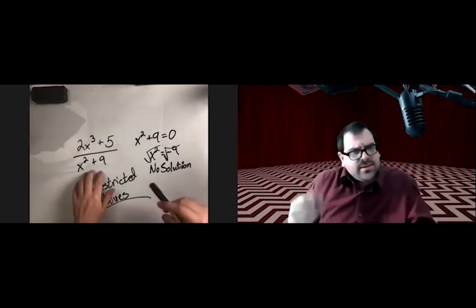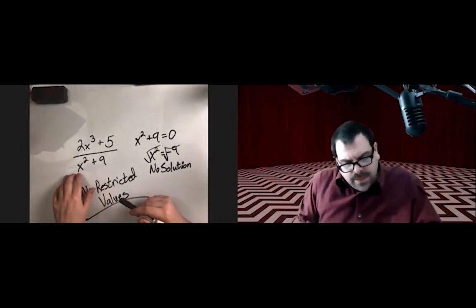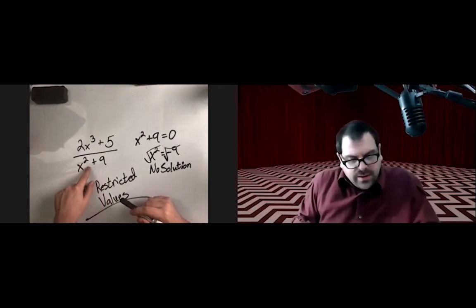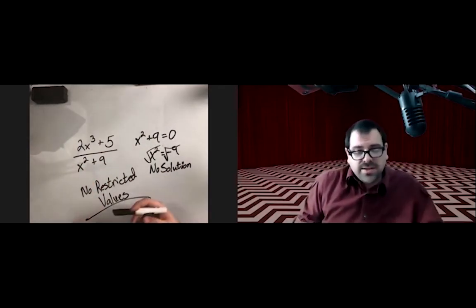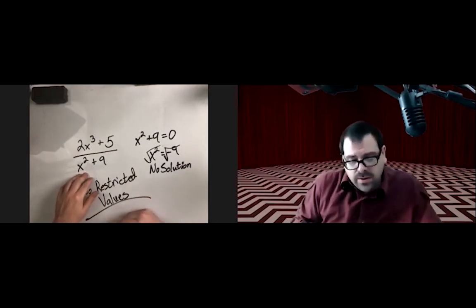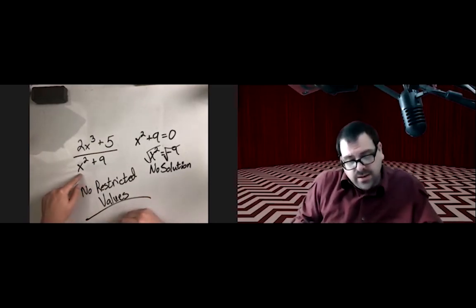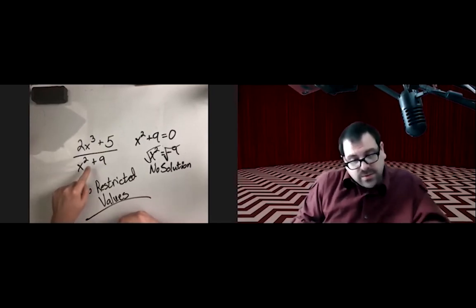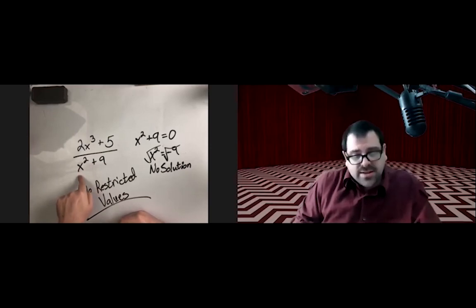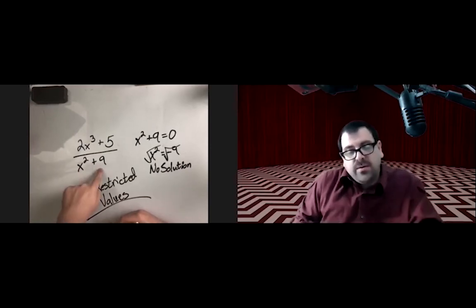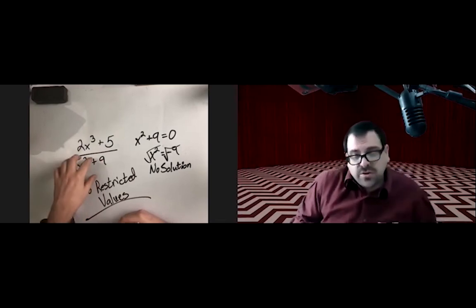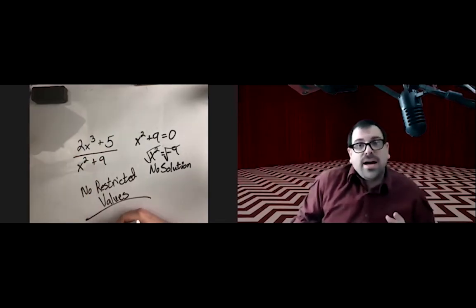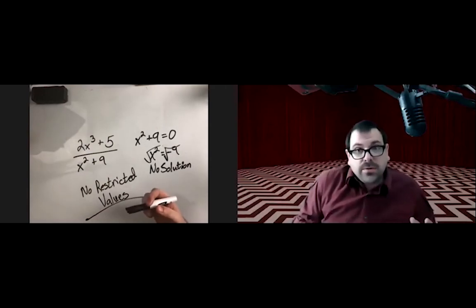And let's look at this, because that does make sense. When we square something, it's going to be positive. The smallest number we can have is 0, because if we plugged negatives in, a negative squared is a positive. So 0 squared would be 0. That's the smallest we could have for x squared. But then we add 9. So the smallest that the bottom of this fraction could possibly be is 9. It can never be 0.